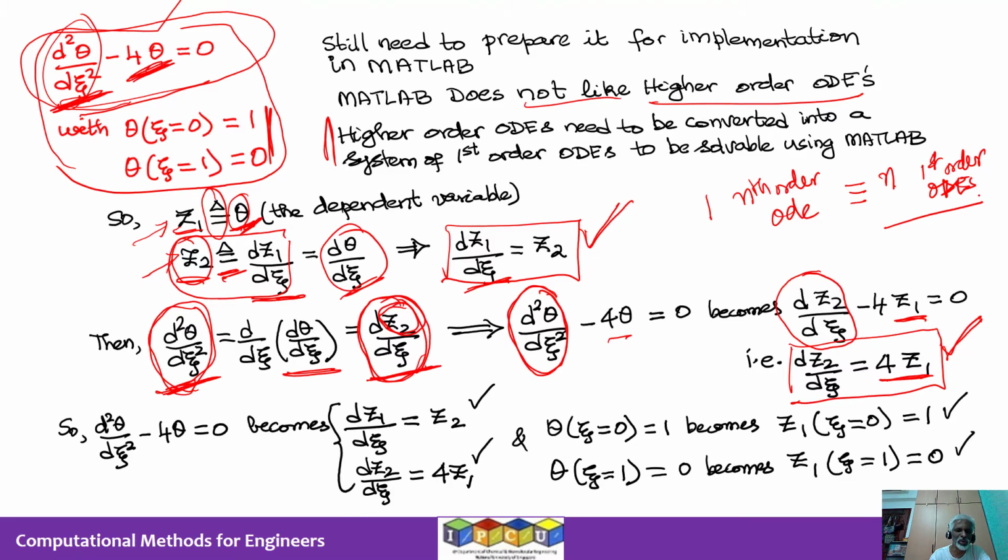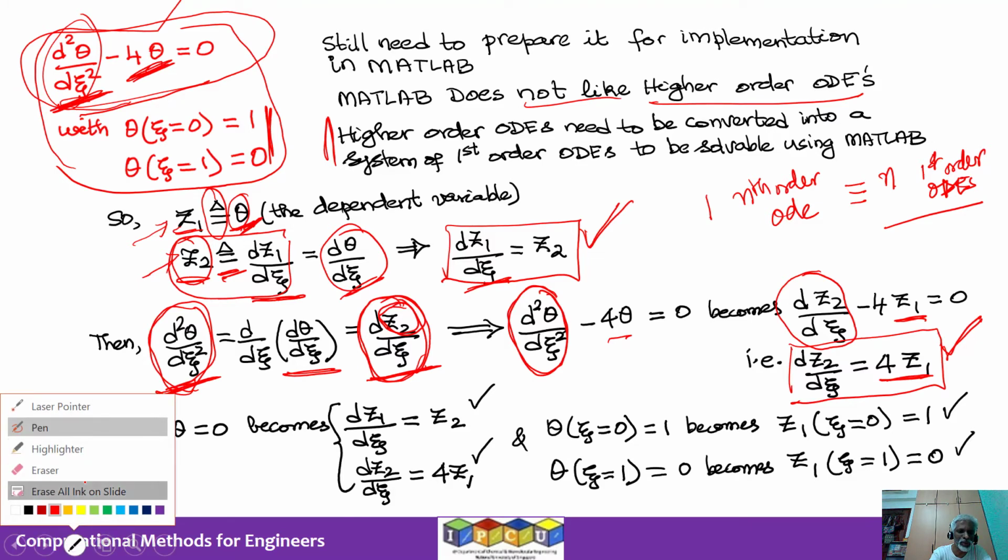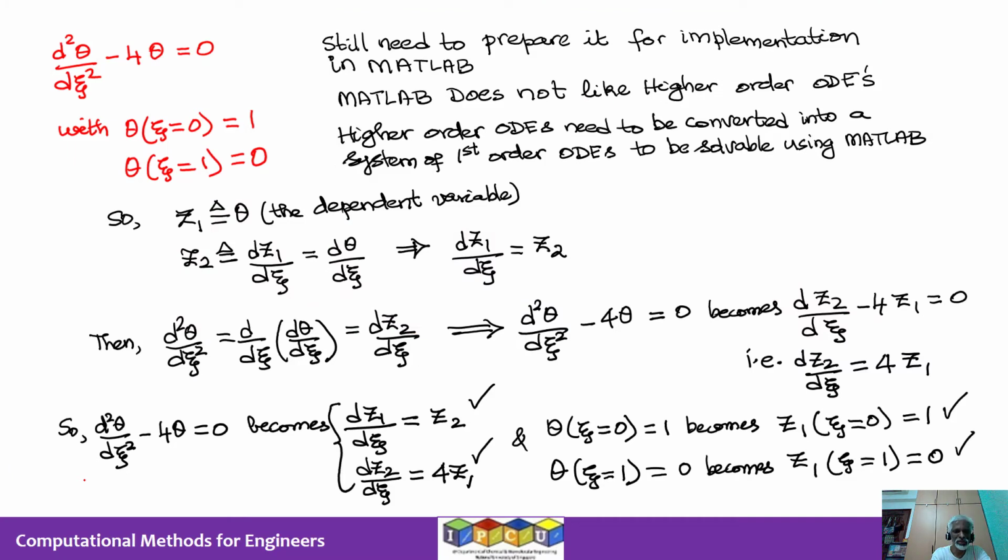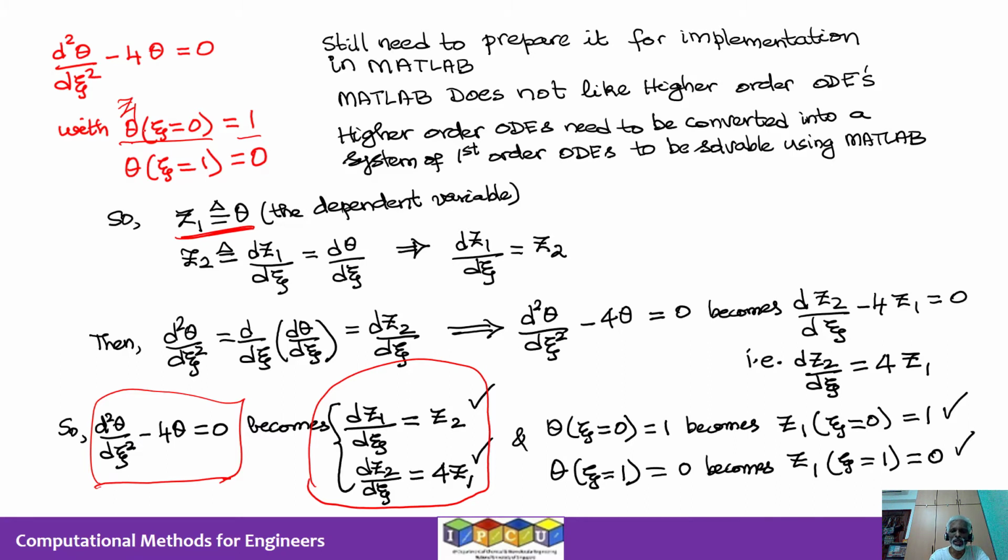All right, so that is exactly what we have done here. Our original problem got transformed to this ODE, which has now become this: two ordinary differential equations of first order replacing the second order ODE. So this is what it is in terms of new symbols. And our conditions were theta at psi equal to 0 is 1. What is theta? Theta is nothing but z1 according to our definition. So z1 at psi equal to 0 equals 1. In other words, this becomes this.